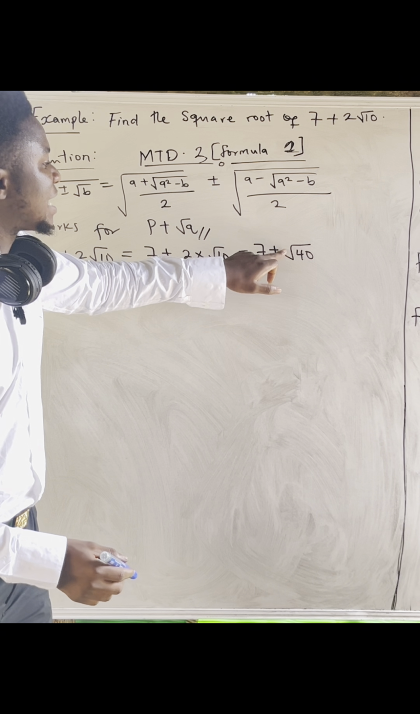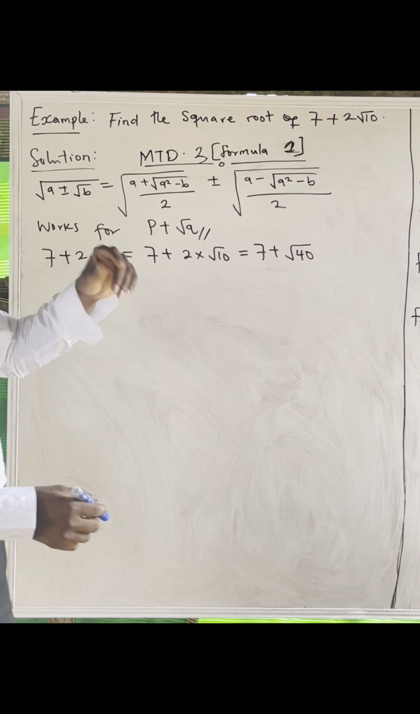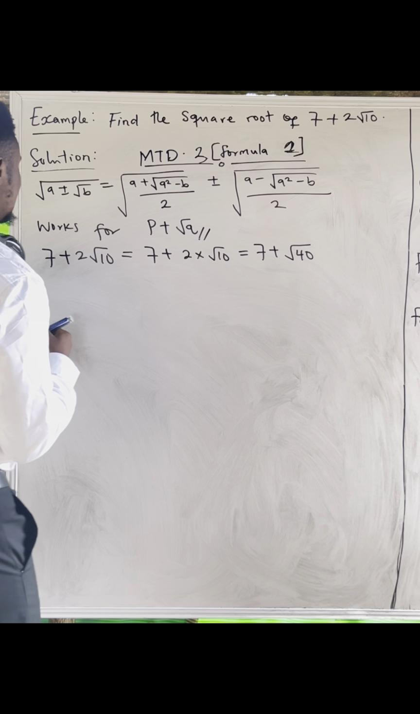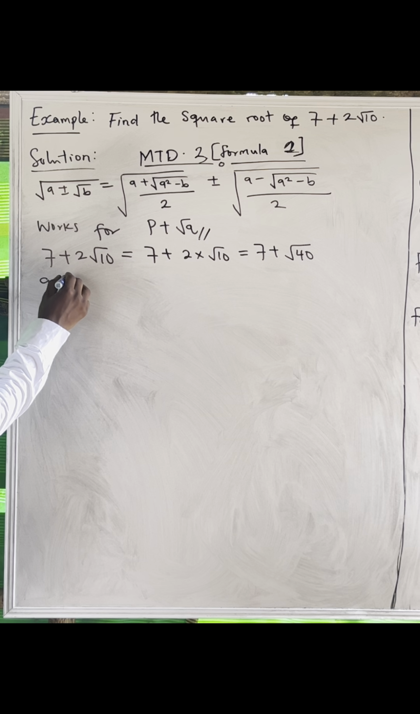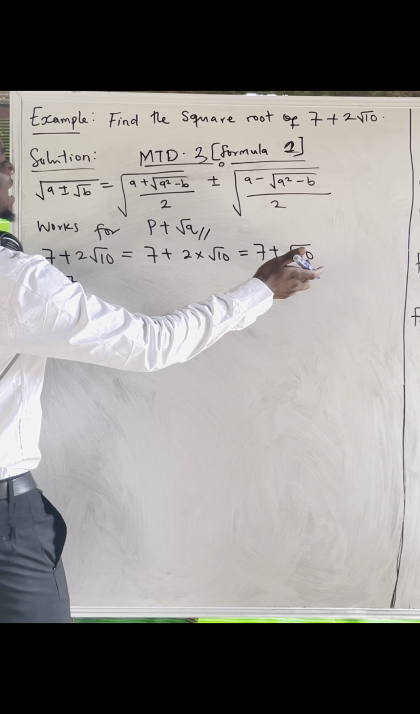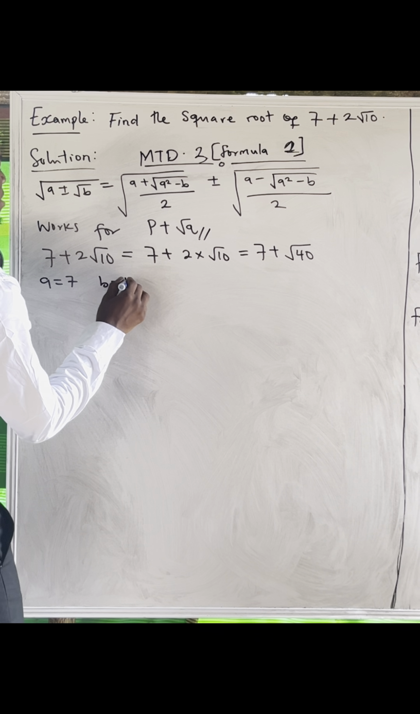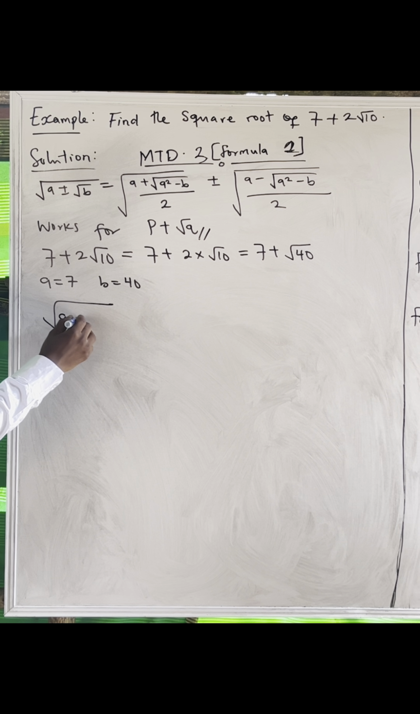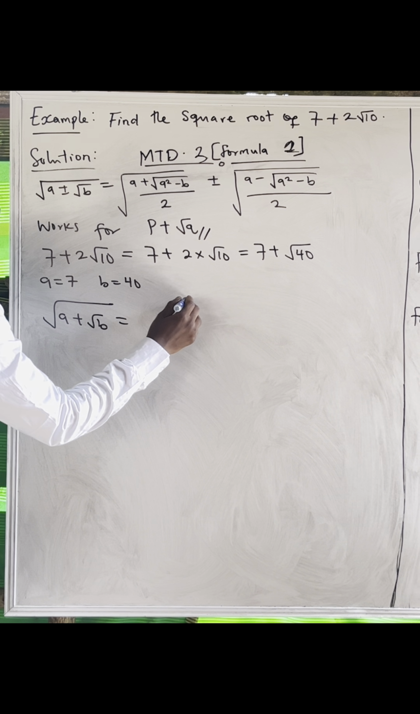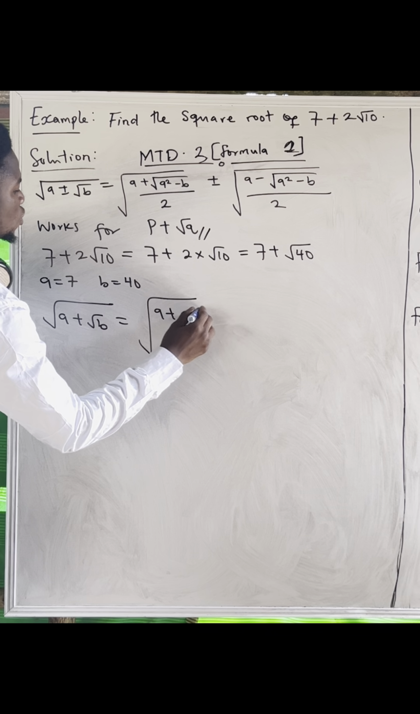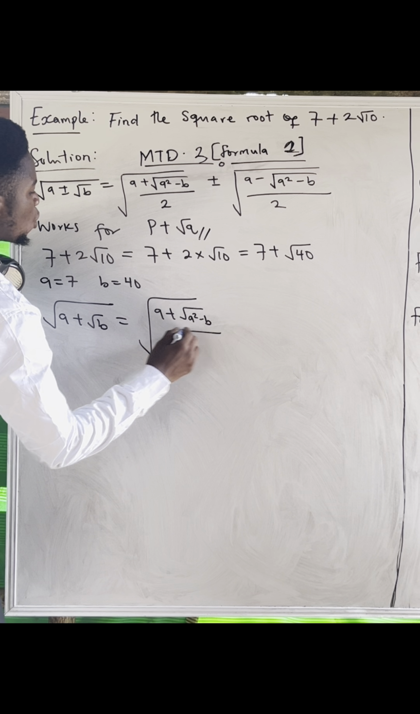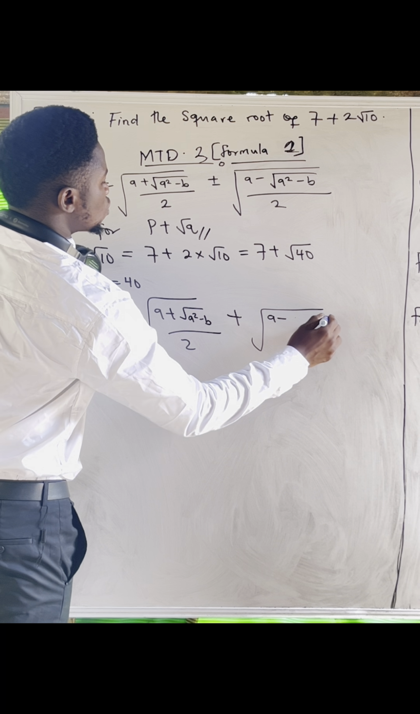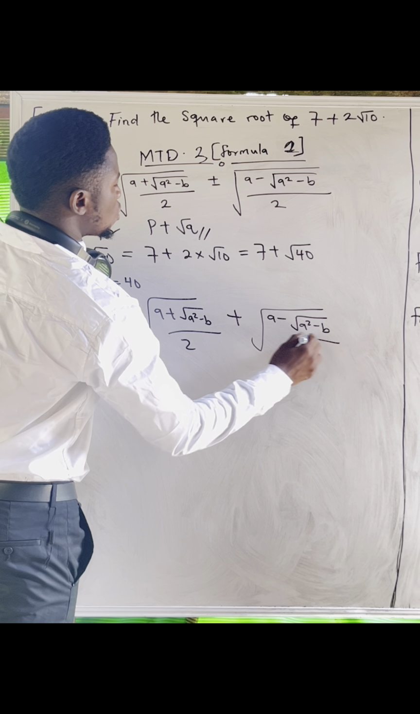This simply means that we have converted the question to this form. You will see that there is nothing here again. So after we've done that, the value that is outside the root, we are going to represent as A. So our A is 7. And the value under the root, we are going to represent as B. Our B is 40. So we will now write the general formula, which is square root of A plus root B. That will now be equal to, the general formula is, square root of (A plus square root of A square minus B) over 2 plus square root of (A minus square root of A square minus B) over 2.